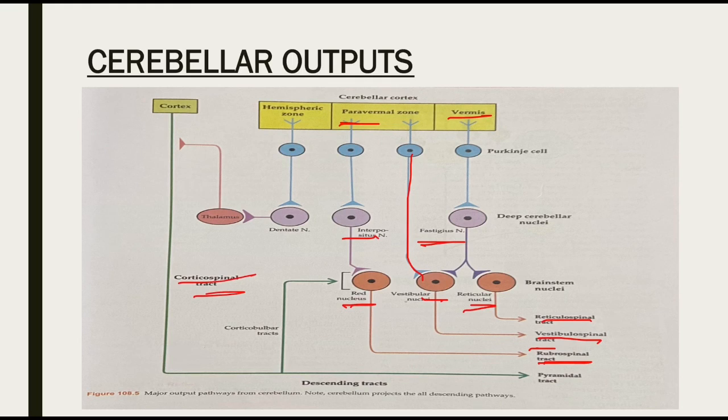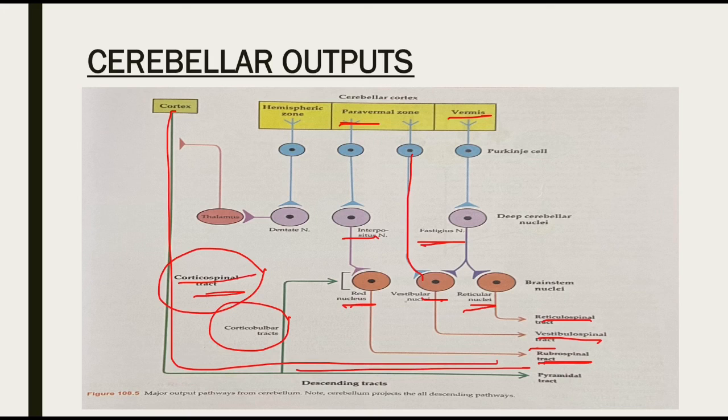And different parts project to the different motor nuclei and also to the motor cortex. So the cerebellum will control the activity of all the descending tracts, that is pyramidal as well as extrapyramidal tracts, that is corticospinal and the corticobulbar tract. Because it is projecting to the cortex, it is controlling all the descending tracts.